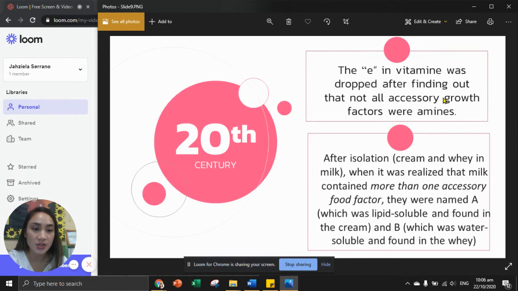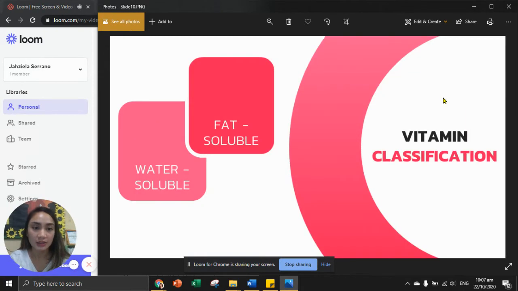So after isolation ng cream and whey sa milk, na-realize nila that yung milk has more than one accessory growth factor, which is vitamin A and vitamin B. So yung vitamin A is lipid soluble, na kita siya sa cream, and then yung vitamin B, which is water soluble, it was found sa whey ng milk. So thus, meron tayong dalawang classification of vitamin, which is water soluble and fat soluble.